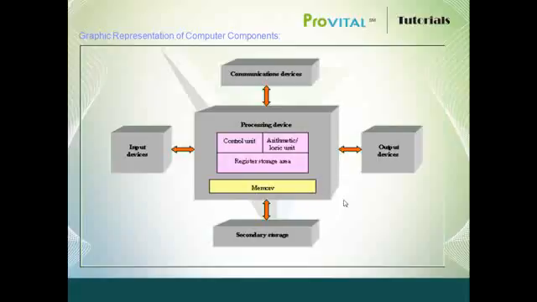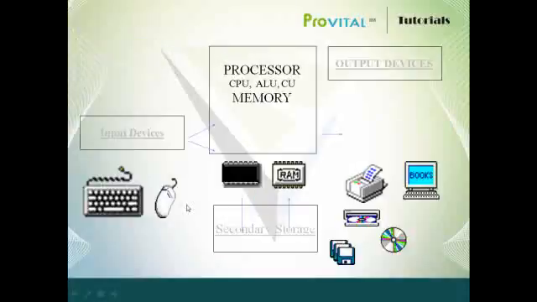Here are some graphic representations of the computer's components. Here you can see the communication devices, input devices, secondary storage, output devices, and the processing devices that consist of the control unit, arithmetic logic unit, and the register storage area and memory area. Here you can see some images of key input devices, processing units, that is considered CPU, ALU, and CU, and memory, that is also secondary storage devices, and the output devices.